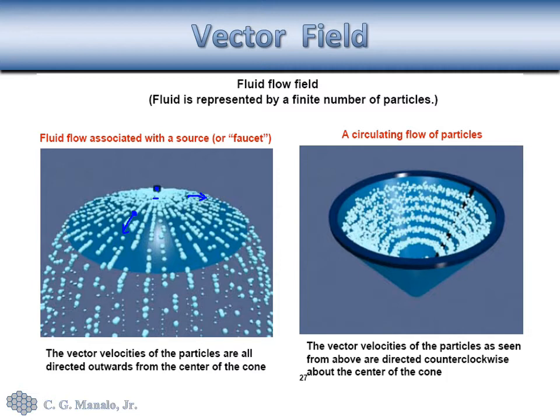Another example here is the circulating flow of particles. So we have a cone here, and there is a center, and let's say the particles are moving around the center. So at this point, it could be that there is a specific velocity of those particles there, and it is directed somewhere there. Here we can pick up another example, and it has a certain speed there and direction. So again, this represents a vector field.